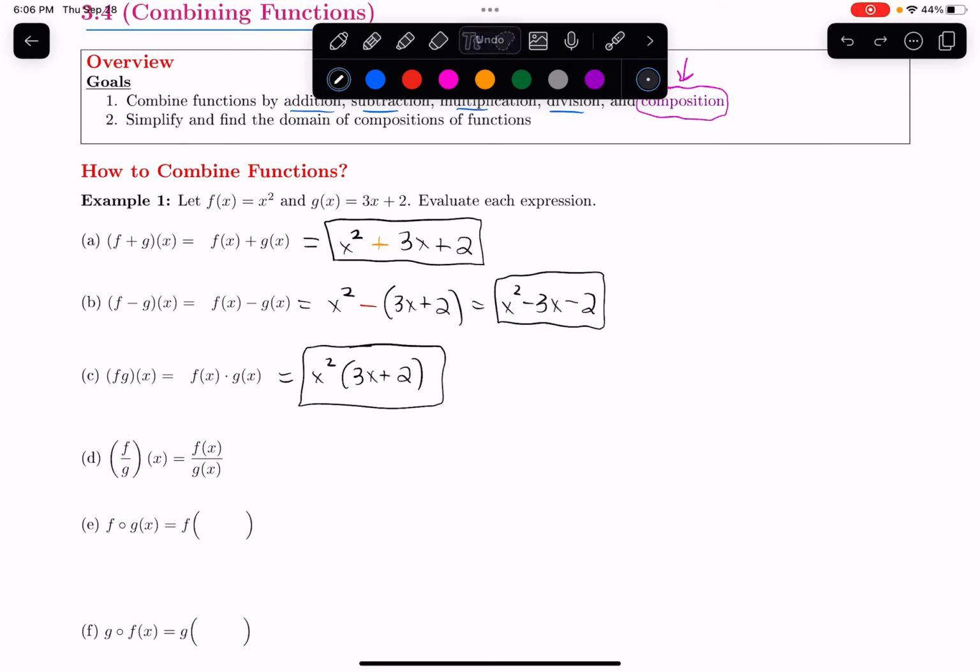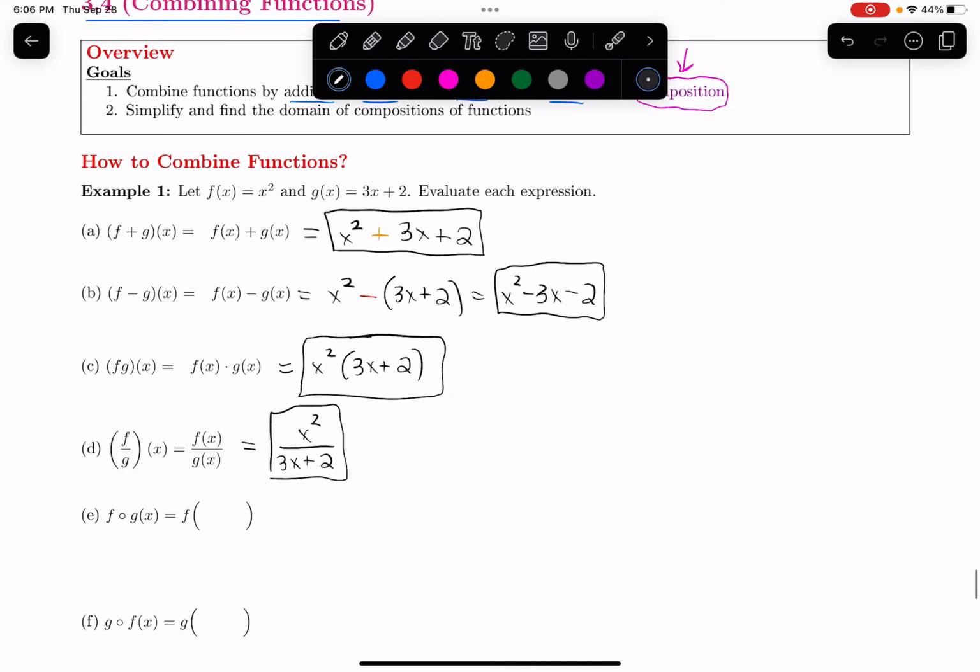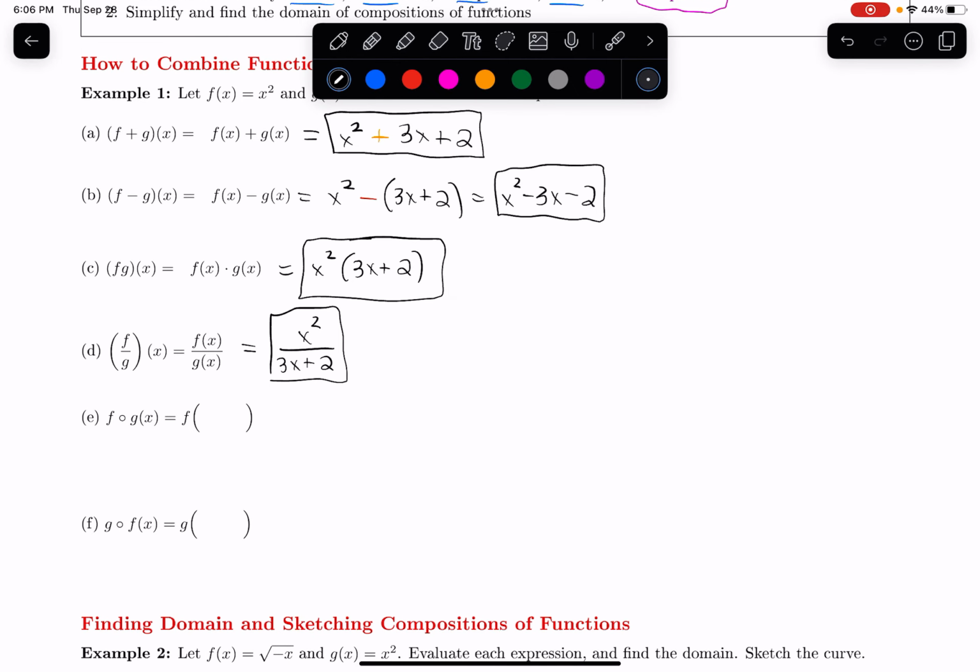Okay, part D, if I have f over g like this in a big old parentheses, that's a notation that means, well, we are dividing our two functions. So if we divide them, f of x is x squared divided by g of x, which is 3x plus 2. Cool, that's my division. Okay. And I want to end this video with two examples where we do something more interesting.